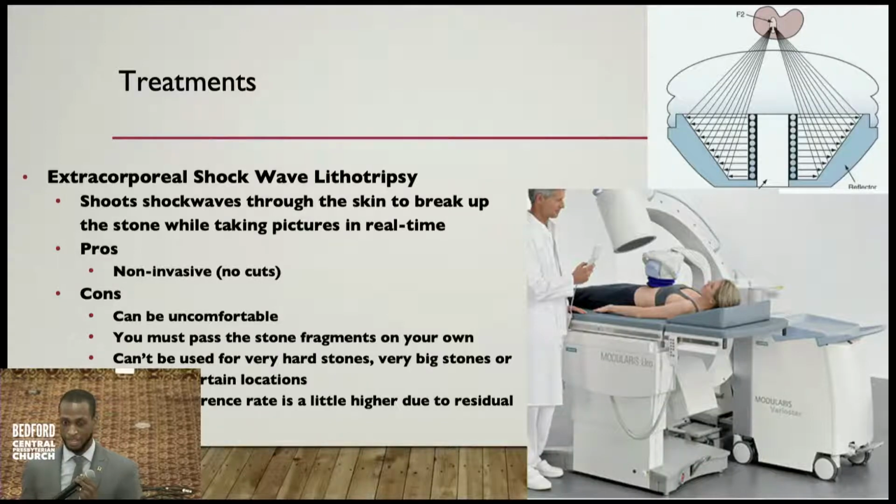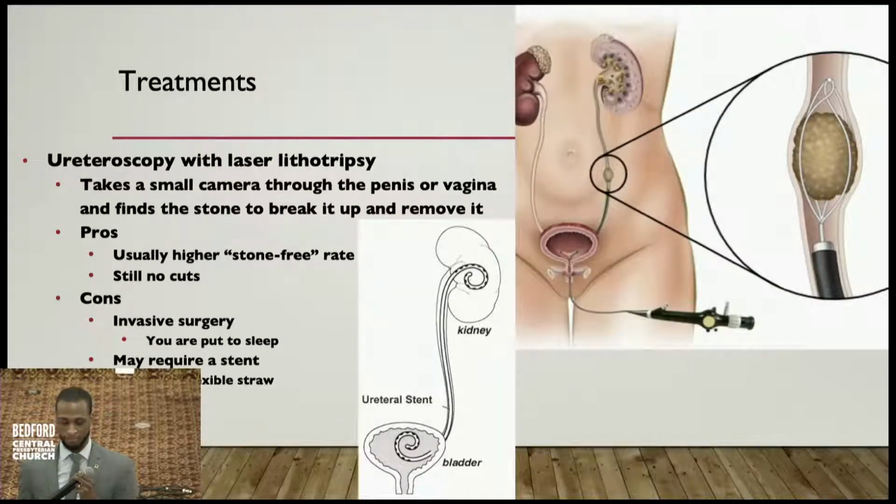The third way is surgery. It's called ureteroscopy with laser lithotripsy. And the way that works is we put you to sleep first. I take a small camera and I go into the bladder and then up into that tube, and using instruments, I can break up that stone, or I can take a basket, grab that stone, and pull it out.